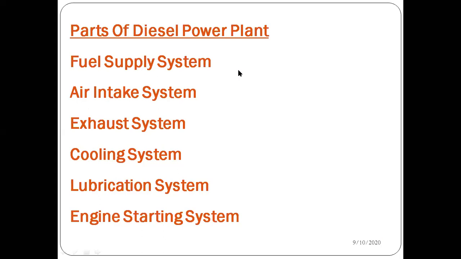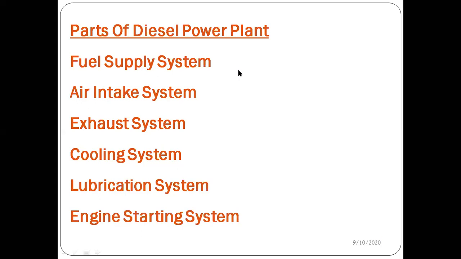These byproducts are obtained in the form of gases, and these gases will be released from the engine or cylinder with the help of the exhaust system. And in order to cool the generator, because if the generator gets hot, the efficiency of the engine will reduce, we require a cooling system.